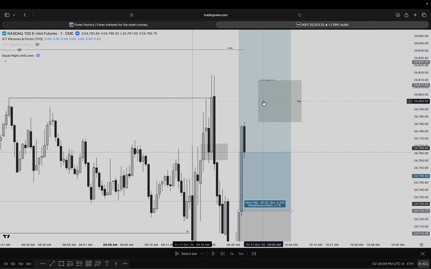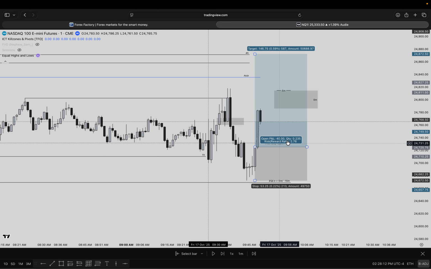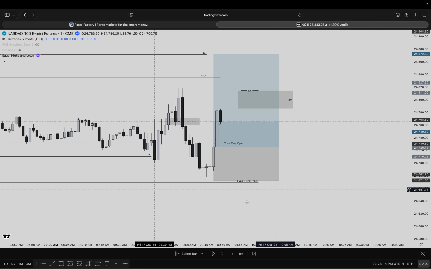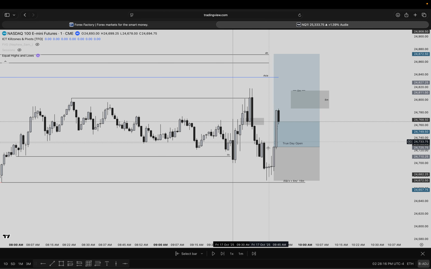TP all the way up here. All those draws. This is a pretty high R, almost a 3. This is about a 2.75. Break even point would be, this would be a nice break even point off this gap right here.